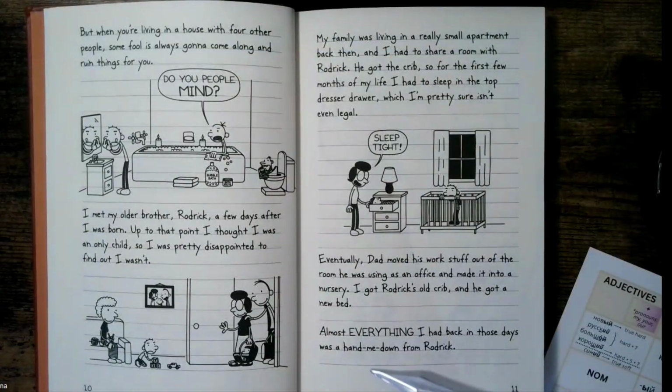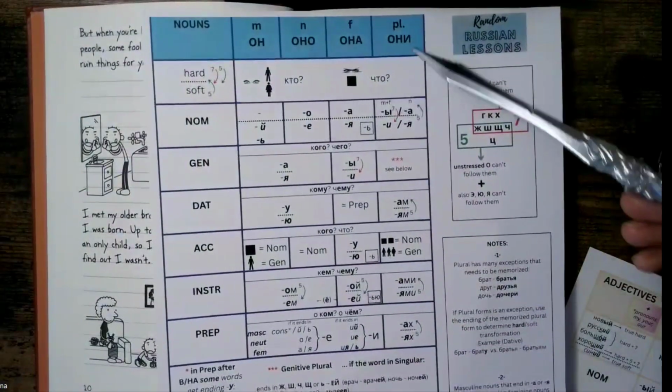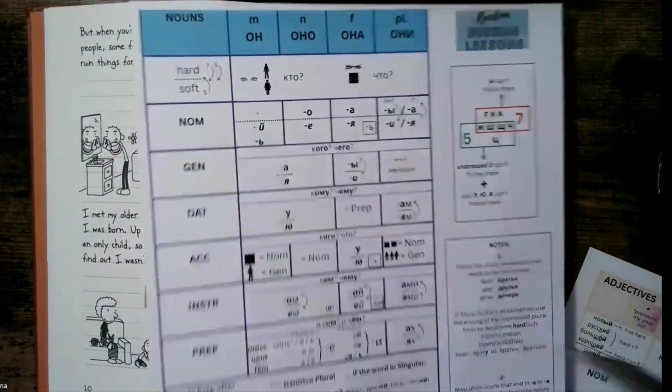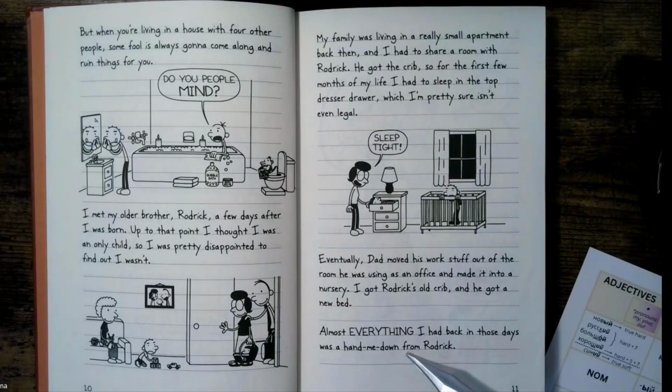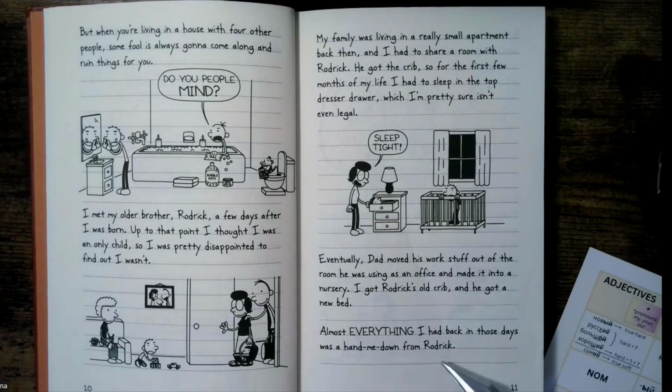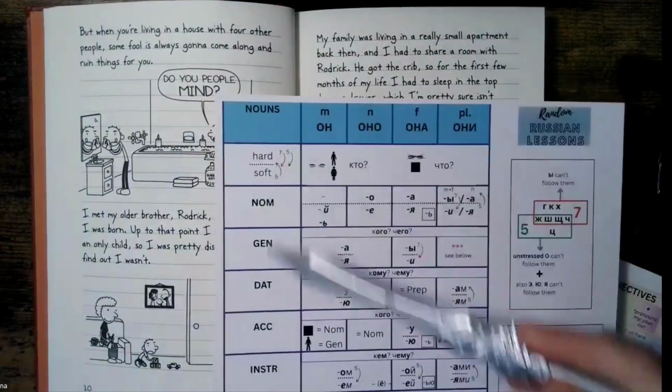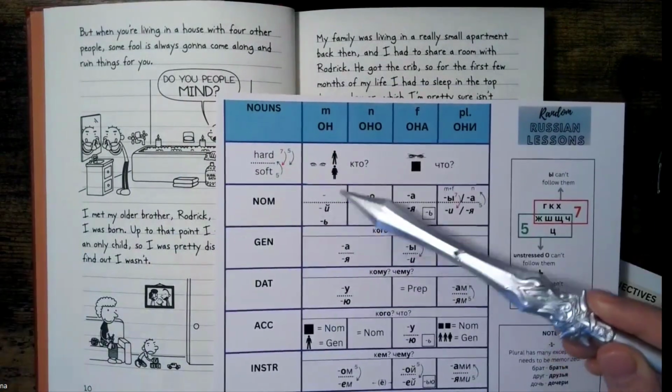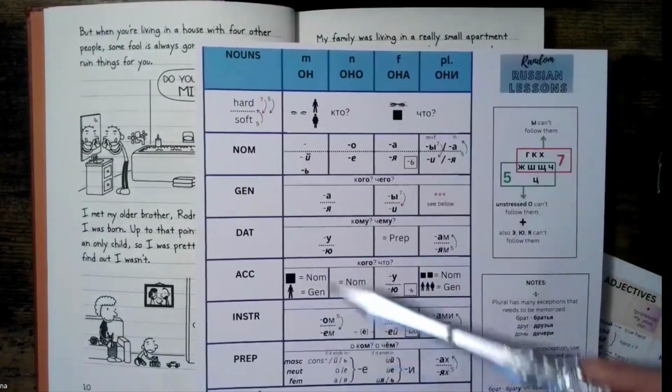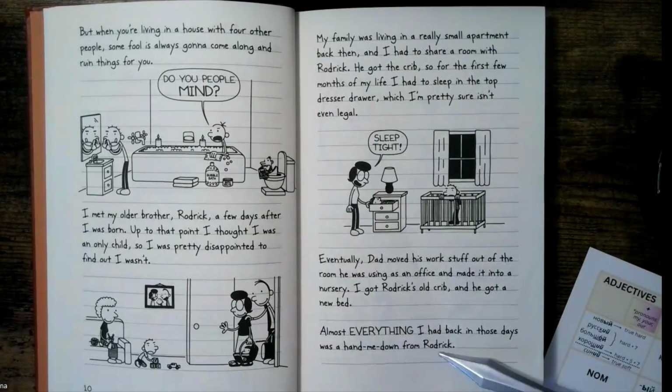Now, the word hand-me-down is actually a plural in Russian, обноски, and you would be in this part of the chart. And then from Roderick, again, Roderick will be in a specific case, and we will be using the chart for nouns. And remember, Roderick ends in a consonant, so we'll be using these endings once we figure out the case here.